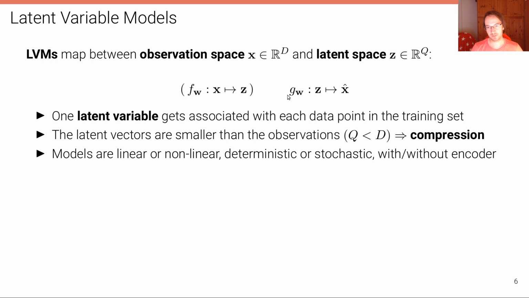And then we have another function, GW, that maps from that latent space back into the d-dimensional observation space. And so we get a prediction X hat that should be close to the original input. So we're trying to minimize the discrepancy between X and X hat.